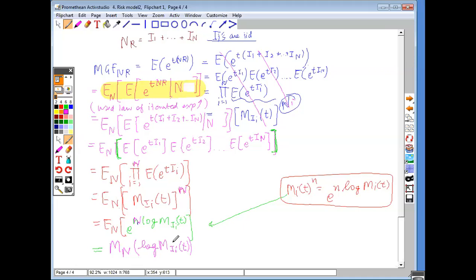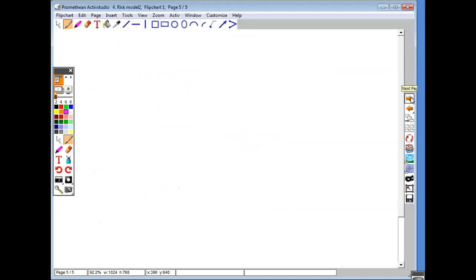Yes, ma'am. Okay, so what we started off with was the MGF of N_R, and we saw that it is indeed just the MGF of N at log of M_I(t). This is what we have always seen for compound distributions. Here N_R doesn't have the name compound, but it still has an MGF which looks like one that a compound distribution would have.